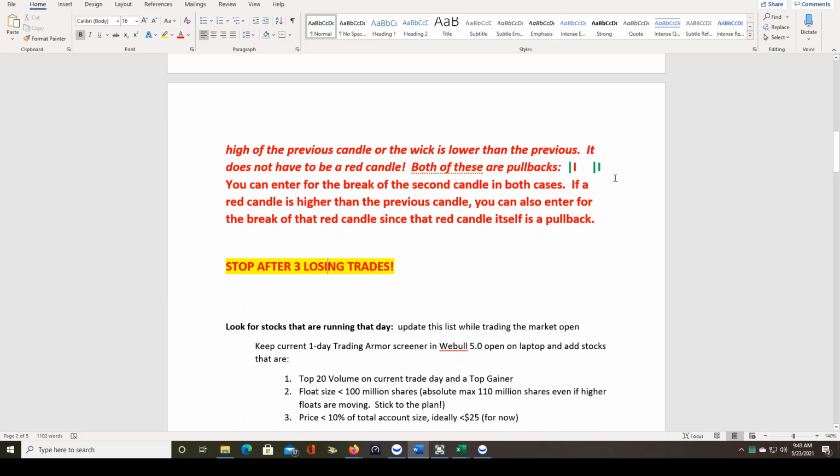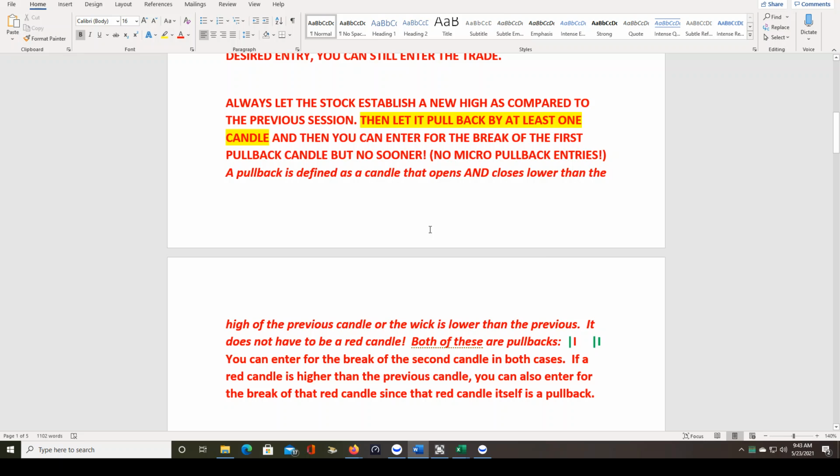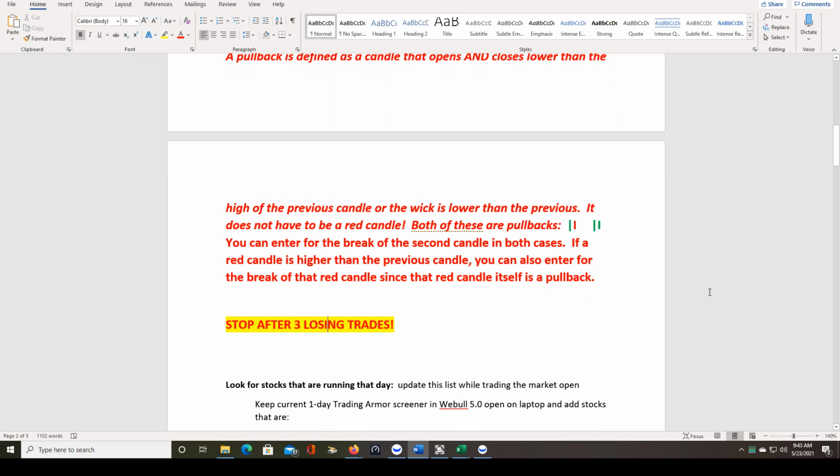So, and then just some more information about what really is a pullback, how I define a pullback, because it's a little bit nuanced. So it's not always like a textbook thing. So read through this and let me know if you have any questions. This is a really important rule.